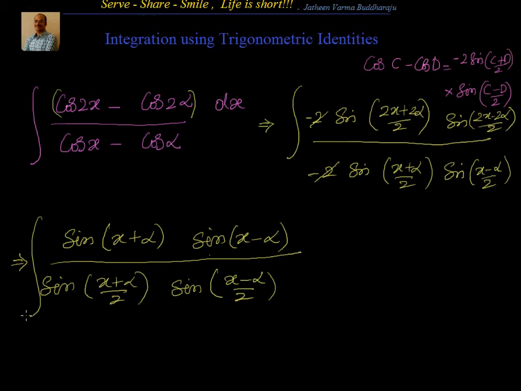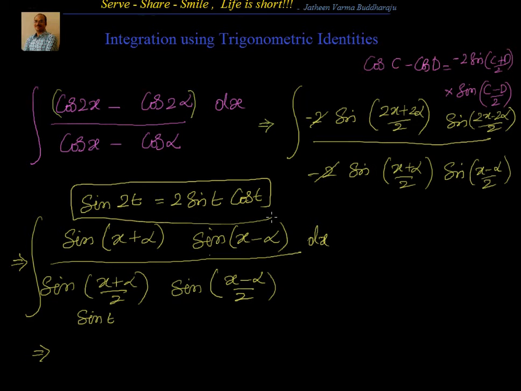Now if you are able to observe, we have sine of, let us say, x plus alpha is, let us say, 2t or something. We have sine 2t here and we have sine t here. Similarly, we have sine p here, and we know the formula of sine 2t. That is nothing but equal to 2 sine t cos t. So we can leverage that formula and we can expand the numerator.